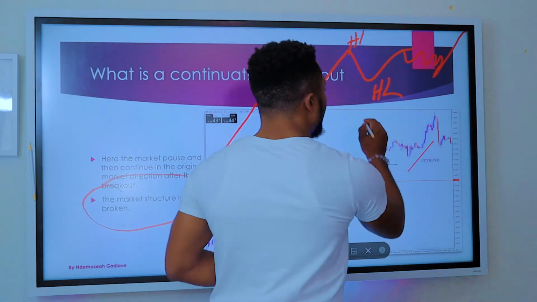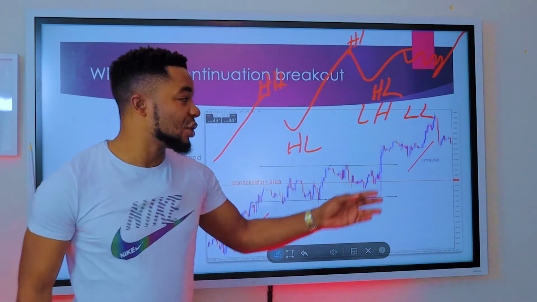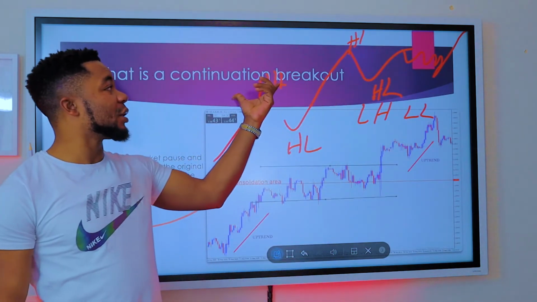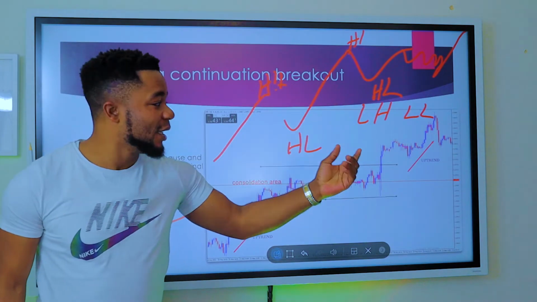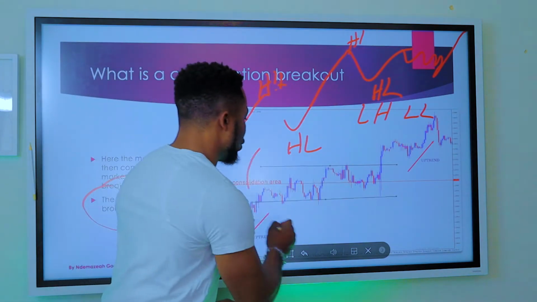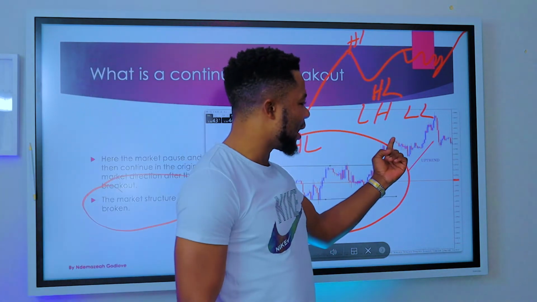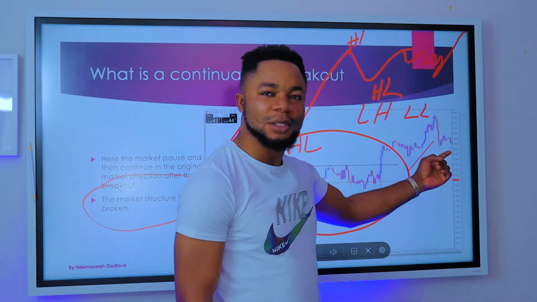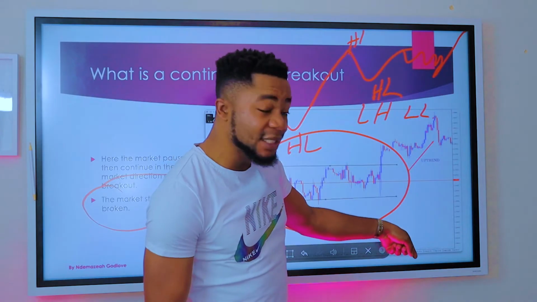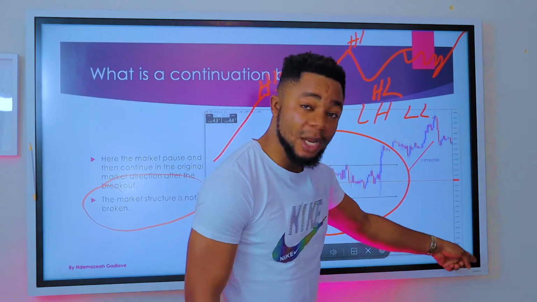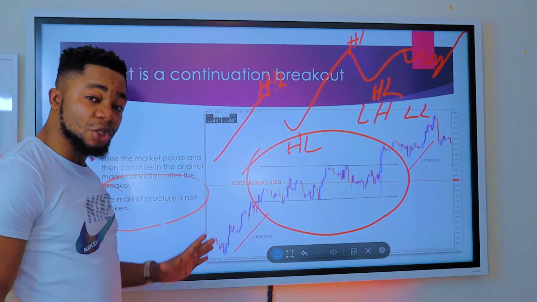If the structure was broken, where we start having lower highs and lower lows, then we'll know that, okay, that is a reversal breakout. But in this one, the structure is not broken, because even after the consolidation, this is our consolidation here, what are we still having? We are still having higher highs, higher lows, higher highs, higher lows. So there is no situation where after the consolidation the market is instead going down and we are having lower lows, lower highs. That is why I said the structure is not broken.